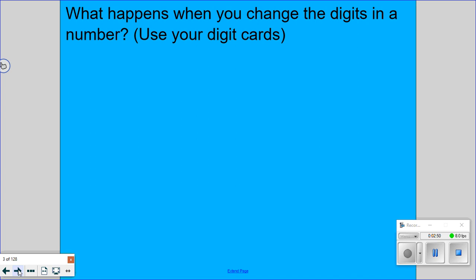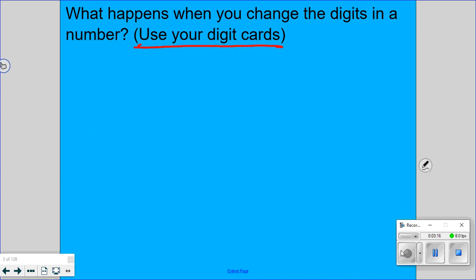This title does need to be on your notebook. It says, what happens when you change the digits in a number? You don't need to write what's in parentheses, but just the question that says, what happens when you change the digits in a number? Go ahead and write that down as our title, please.